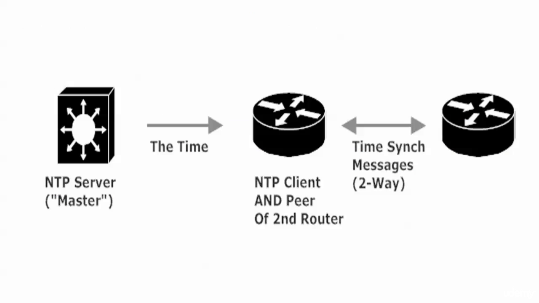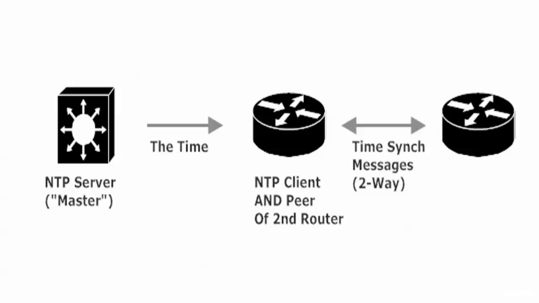First we have our NTP server in this illustration. It's a multi-layer switch. That is our master. That's the actual command. It sends the time to an NTP client. You can then make that client a peer of another router, and they're going to exchange two-way time sync messages. So that's actually what we're going to configure.